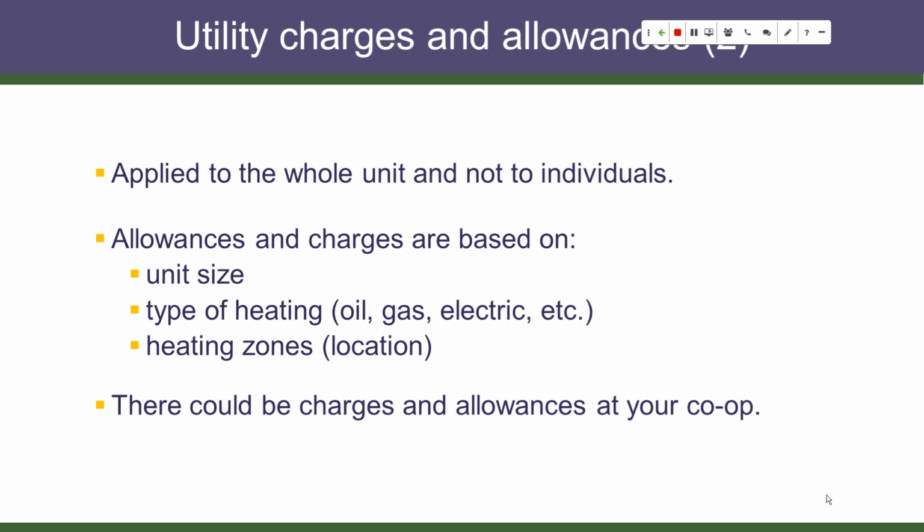And it's important to note that a utility allowance is applied to the entire unit and not to the individual, so it's one encompassing dollar value. The allowances are based not only on the unit size or the types of heating, but also the heating zones. And again, these are determined by CMHC and given to us for publication. There's also a possibility that you could have both charges and allowances at your co-op. There have been a few claims that I've reviewed that had that circumstance. So it is possible.